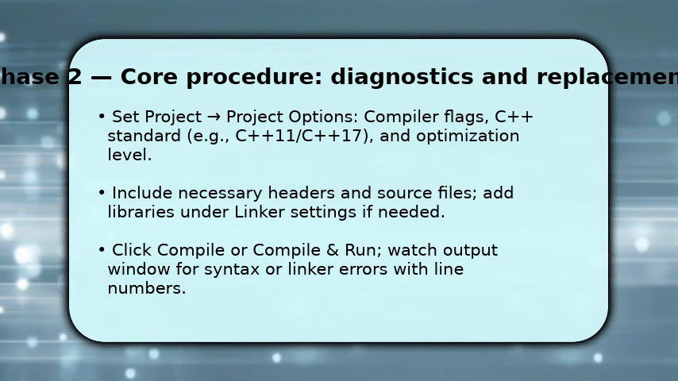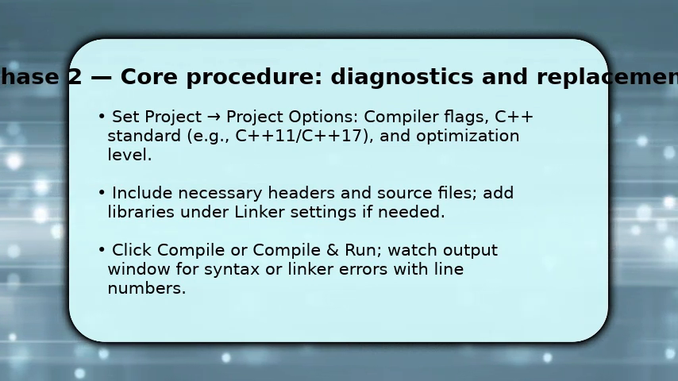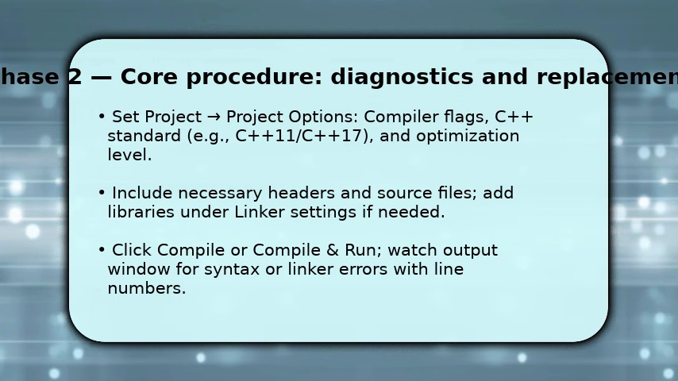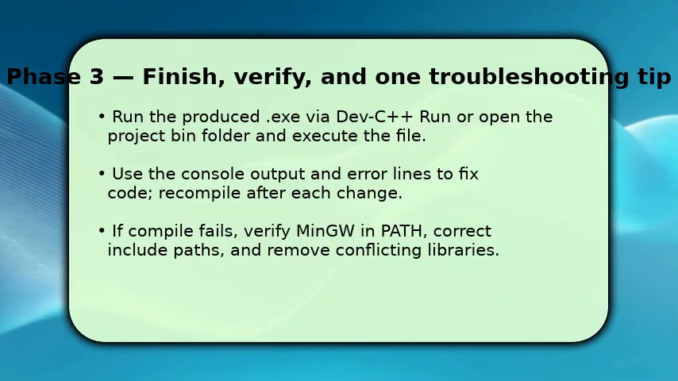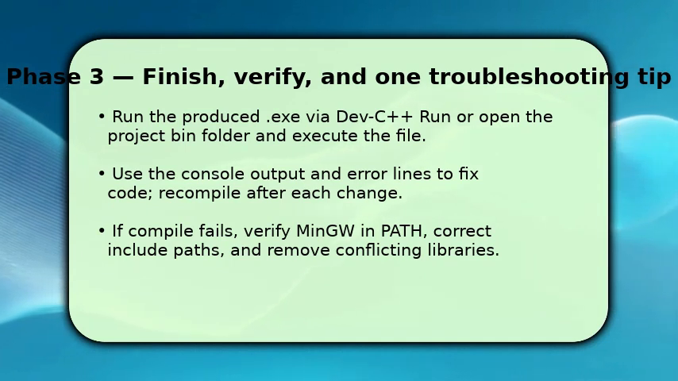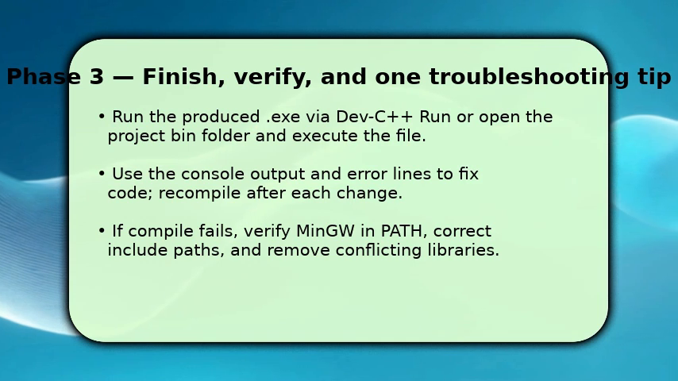If you see errors, read the first error line. Subsequent errors often cascade from the first issue. You finish by running the executable from Dev C++ or by navigating to the project's output folder and launching the exe directly. This confirms runtime behavior. Once done, inspect console output and fix any runtime or logic errors, then recompile.